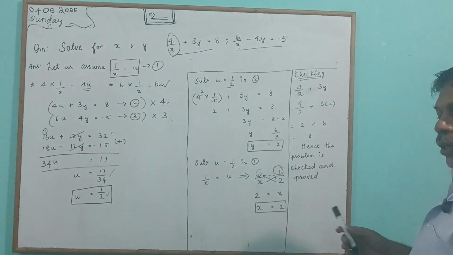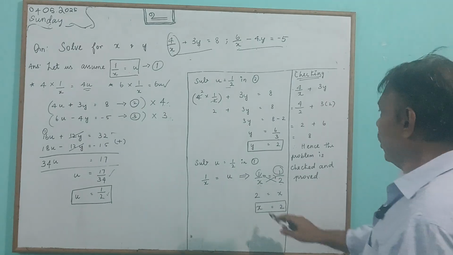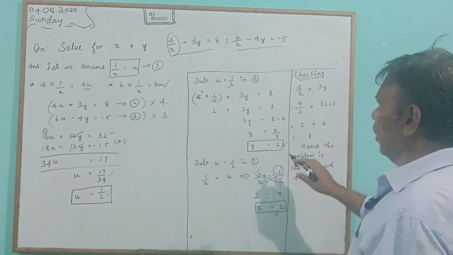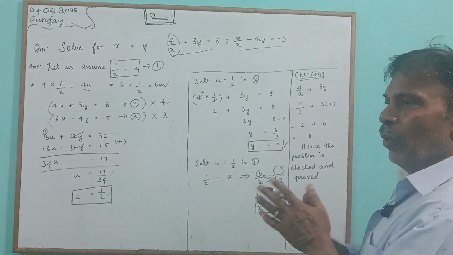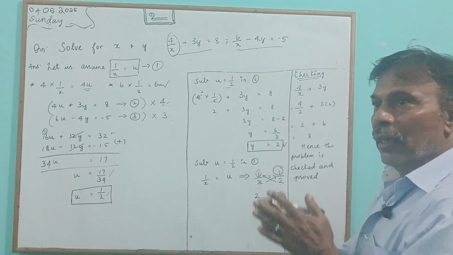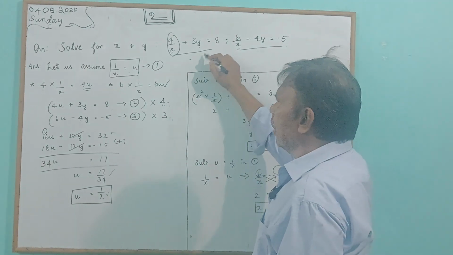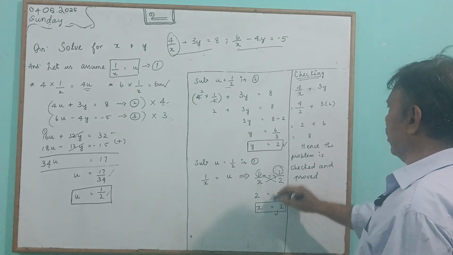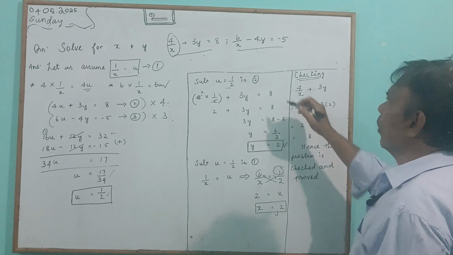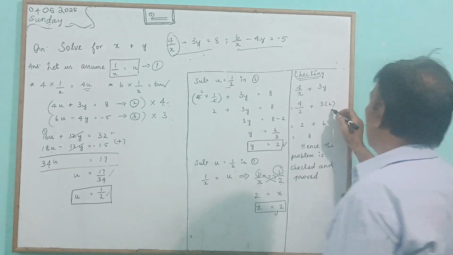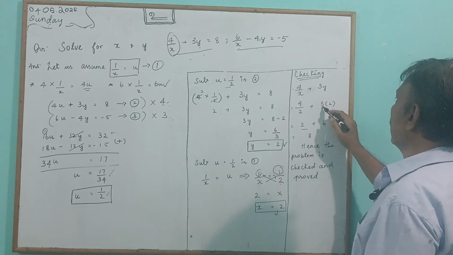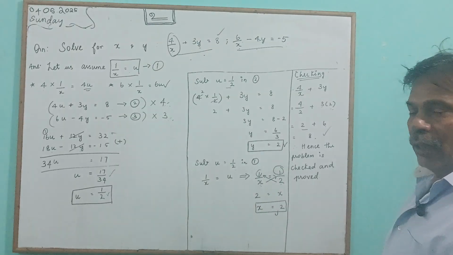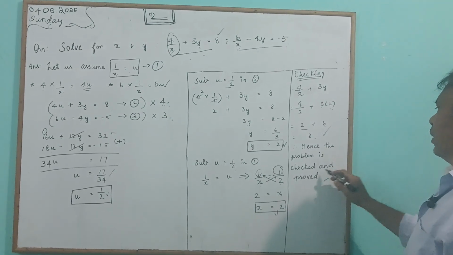Now as usual, you should check. You have got two answers, x is equal to 2 and y is equal to 2. This is very fine. They both are 2. You want to see whether you have done the problem correctly. Let us substitute here the x and y. So 4 by x is 4 by 2, plus 3 into y is 3 into 2. So 4 by 2 is 2, 3 into 2 is 6, so 8. So the 8 has come. Okay, that means you have done the problem correctly. Hence the problem is checked and proved.